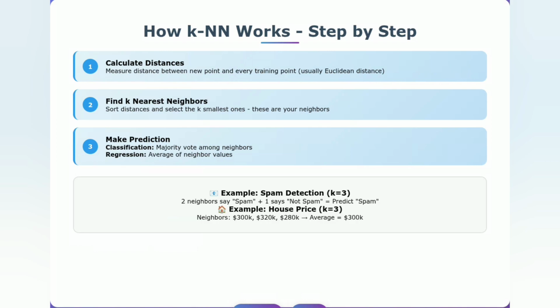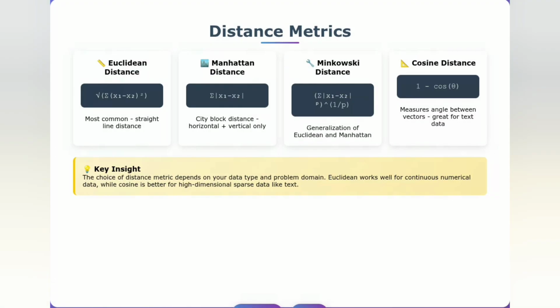The choice of distance metric is crucial in KNN. Euclidean distance is the most common. It's the straight line distance we're familiar with. The formula involves taking the square root of the sum of squared differences between coordinates. Manhattan distance, also called city block distance, measures distance as if you're walking through city blocks. You can only move horizontally or vertically, not diagonally. This can be useful when features represent different types of measurements.